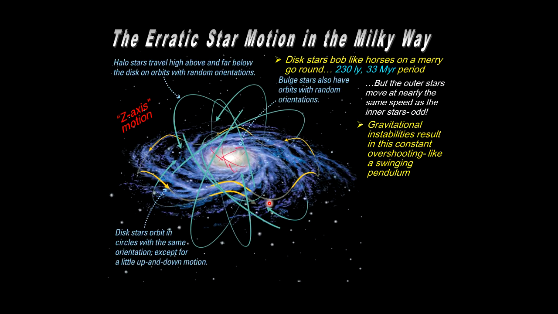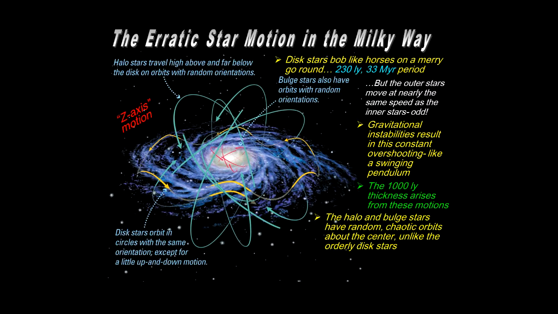So when our sun is, for instance, under the plane of the disk, it gets pulled up gravitationally, and when it's over, it gets pulled down, kind of like a swinging pendulum. Rather than stopping at the bottom of the swing, inertia takes it through and it goes up the other side, which accounts for the 1,000 light year thickness of the disk, this z-axis motion of the stars.